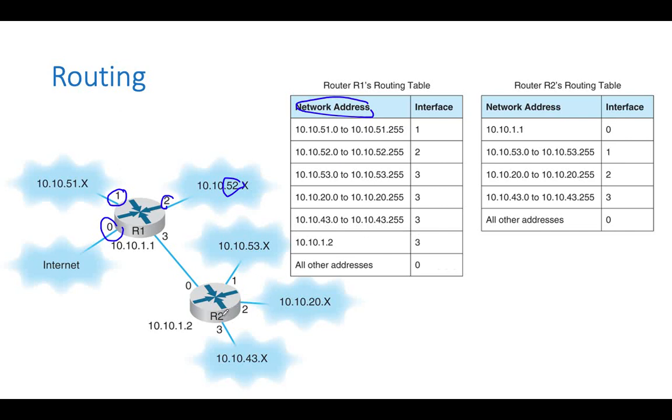If you come, for example, to router number 2, what's in router number 2 over here? The network 20, that's interface number 2. The network, let's go for the full network, 43 number 3, interface 3. And sure, all other addresses send it to 0, which means send it outside.